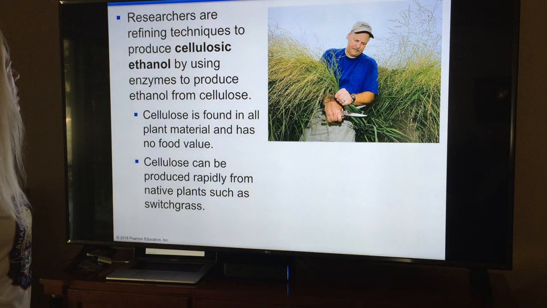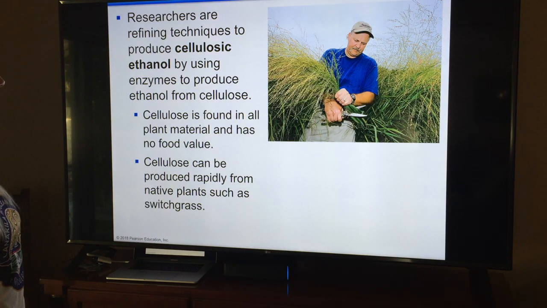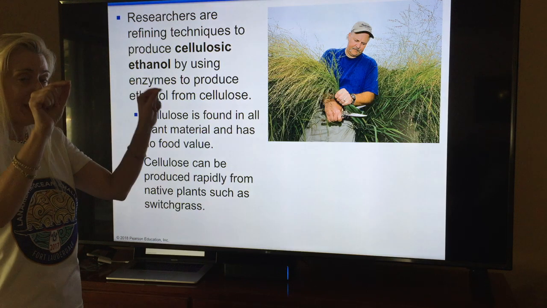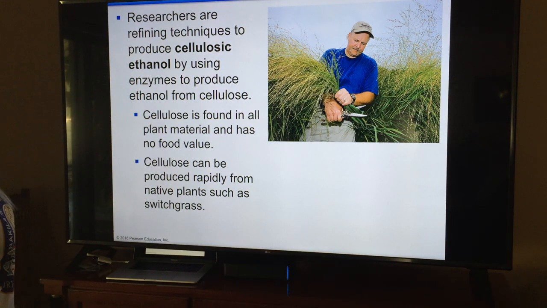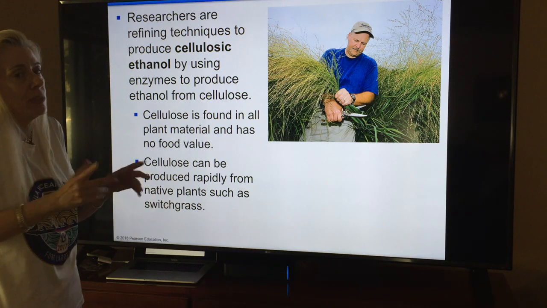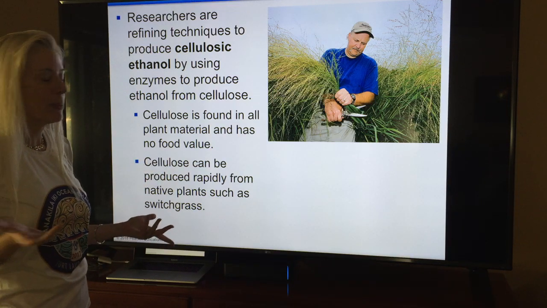Refining the technique to produce cellulosic ethanol by using enzymes to produce ethanol from cellulose. Cellulose, as we all know, because we passed bio, is what makes up the cell wall of plants. It's found in all plant material and has no food value. When they tell you to eat more fiber, it's because of cellulose. It works as a little scrub brush on the inside of your intestines. Look at that, Jeopardy knowledge.